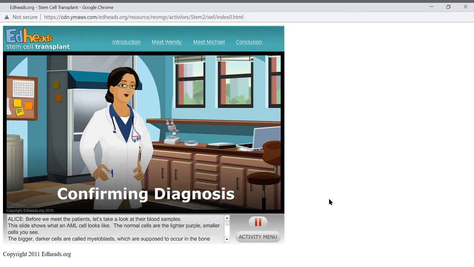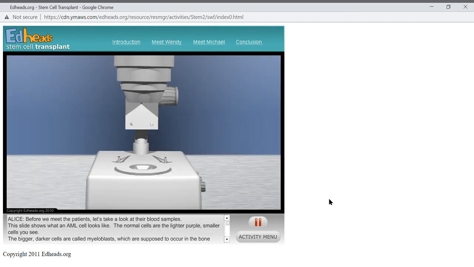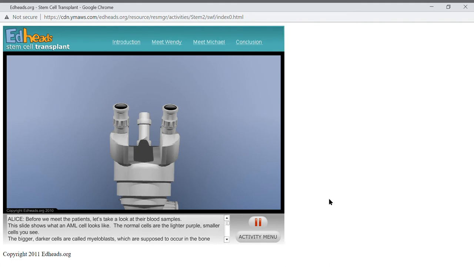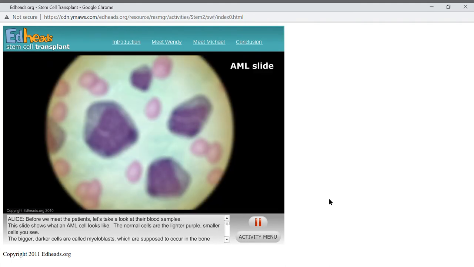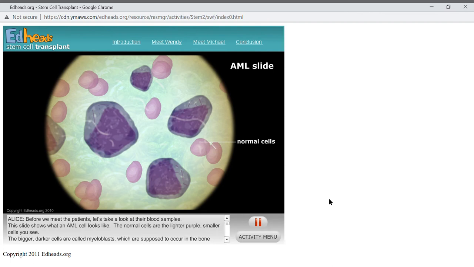Before we meet the patients, let's take a look at their blood samples. This slide shows what an AML cell looks like. The normal cells are the lighter purple, smaller cells you see. The bigger, darker cells are called myeloblasts, which are supposed to occur in the bone marrow. In this case, we can see that these myeloblasts are slightly abnormal, as they have what are called Auer rods in them. Those are the long, thin rods inside the cells, and they indicate that the leukemia is back. The patient this blood was taken from had AML.